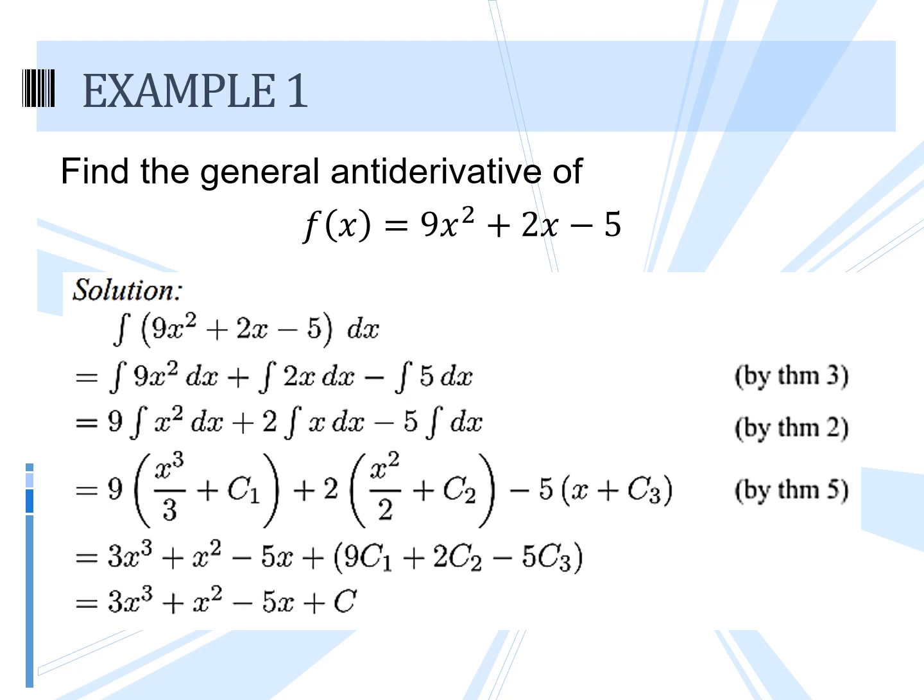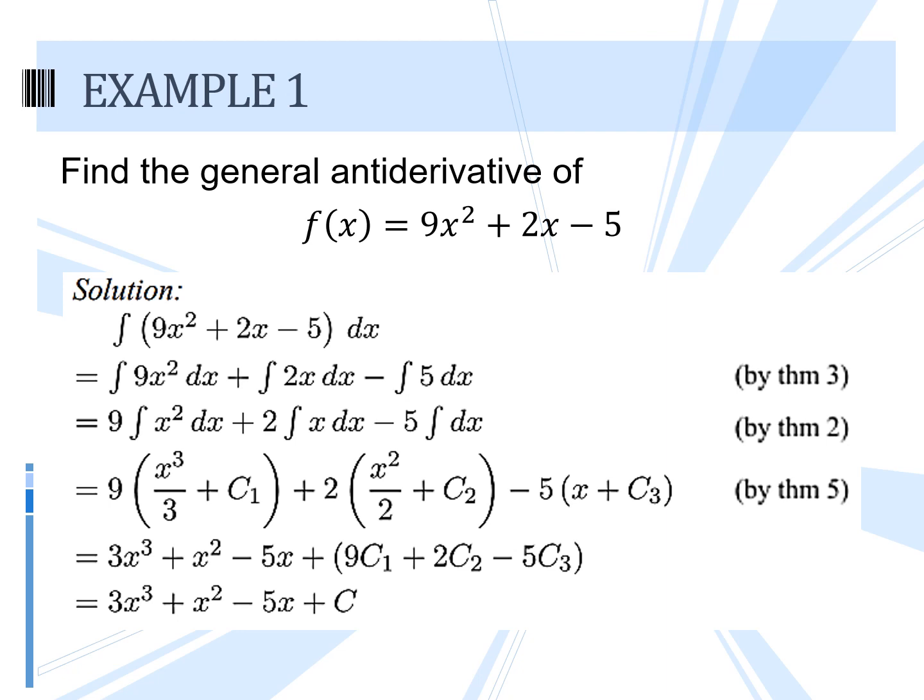Then by Theorem 5, we have 9 times the quantity x cubed over 3 plus c sub 1, plus 2 times the quantity x squared over 2 plus c sub 2, minus 5 times the quantity x plus c sub 3.